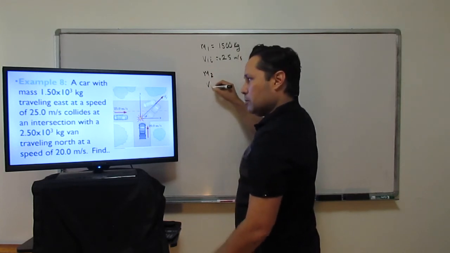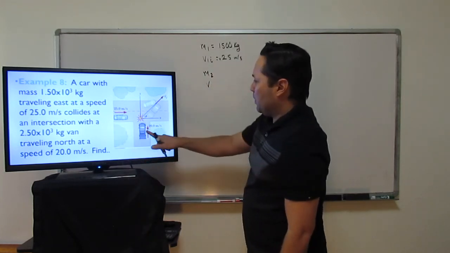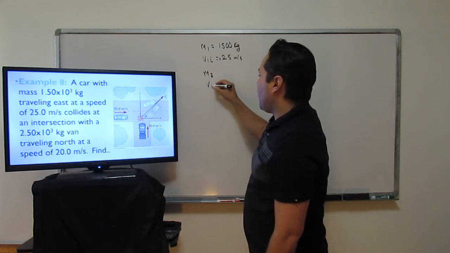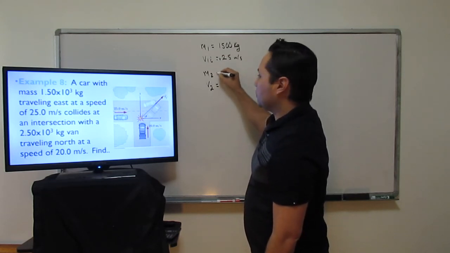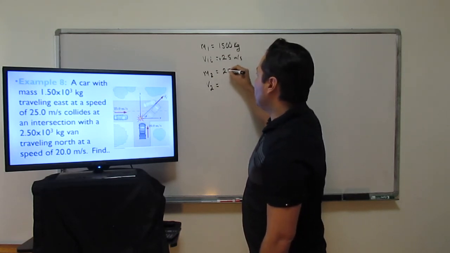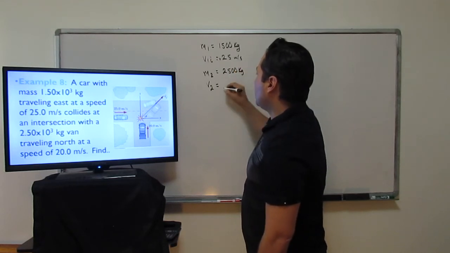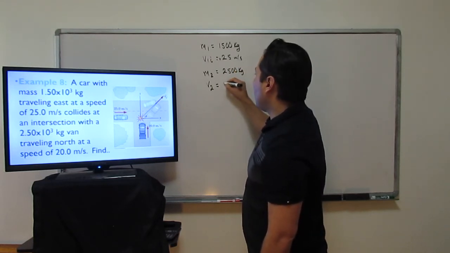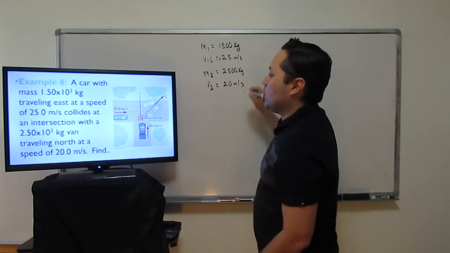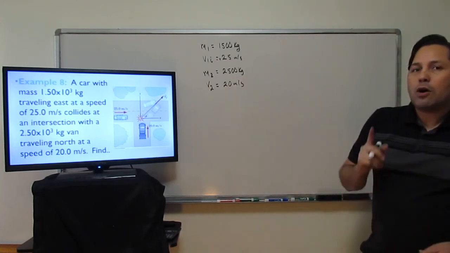It says a van actually, but the picture is a truck. All right, the van has a mass of 2,500 kilograms and is traveling northbound at 20 meters per second. So that's all the information that they give us. All right, so this is what we're going to do.